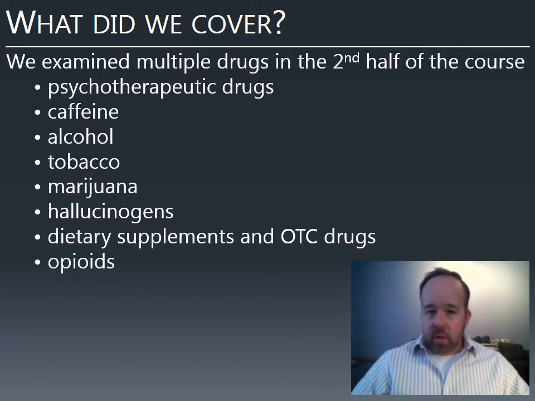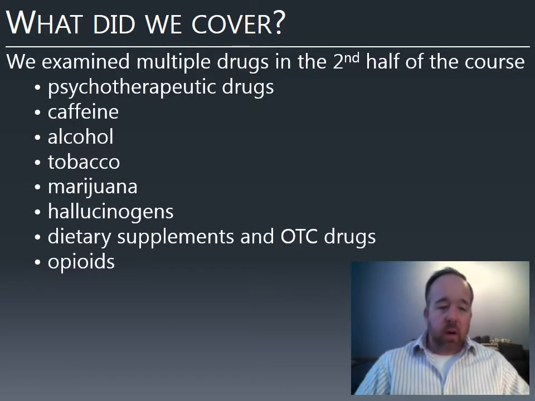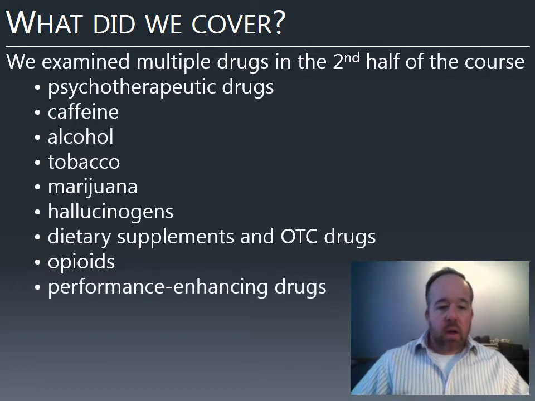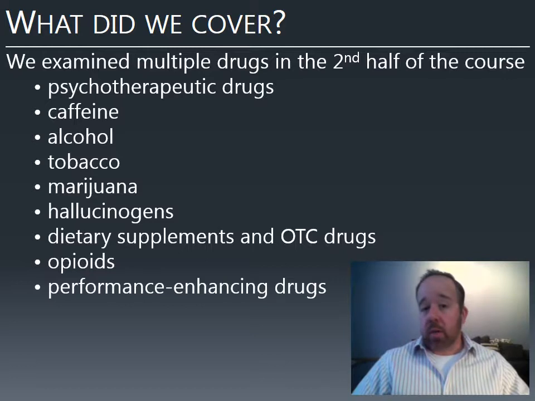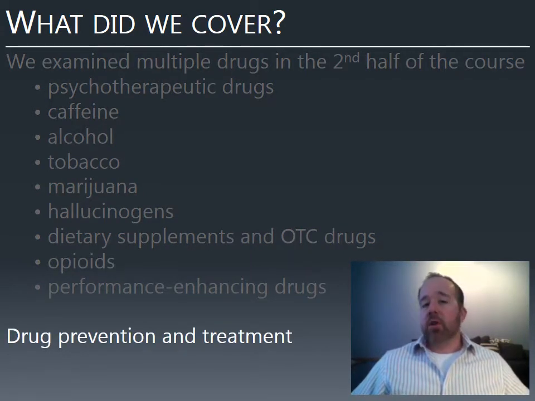The opioids, so those pain-killing agents, some of which are legal by prescription, some of which are illegal, but they all, of course, ultimately derive from the opium poppy, or at least are similar to compounds in that category. We wrapped up with performance-enhancing drugs, which are, of course, things like steroids and stimulants, which isn't a category of drug usually thought of when the topic of performance-enhancing drugs comes up. And then finally, we talked about drug prevention and treatment.